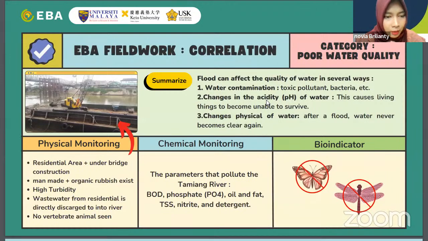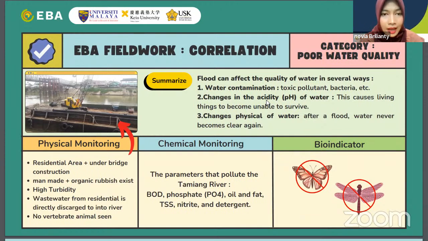So what is the correlation with this EBA UM Fieldwork? During the EBA Fieldwork, I gained a lot of knowledge. I learned how to do water quality checking, like physical monitoring and chemical monitoring, and there are a lot of parameters to look for. It turns out the presence of animals, especially butterflies and dragonflies, can itself be a bioindicator for determining whether the water is clean or not.